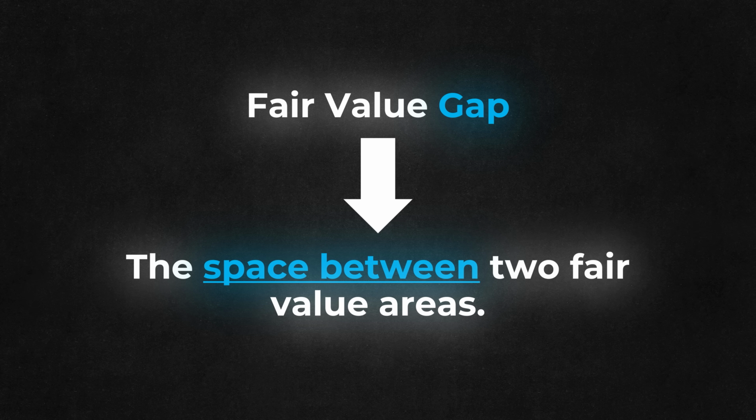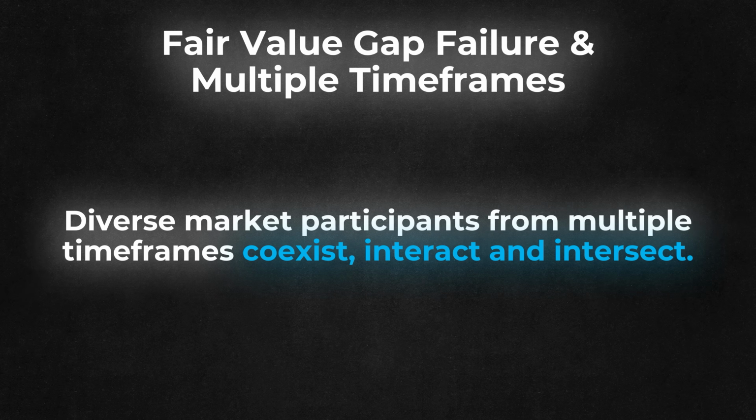Fair value gaps, just like any other technique, fail often. The reason is because diverse market participants from multiple time frames coexist, interact, and intersect. In the final analysis, it's impossible to differentiate between coincidence and causality in the price charts. We can know some of the reasons price reverses, but not all of them. This is why trading is speculation. This is also why the best that can be done with technical analysis is the integration of techniques.